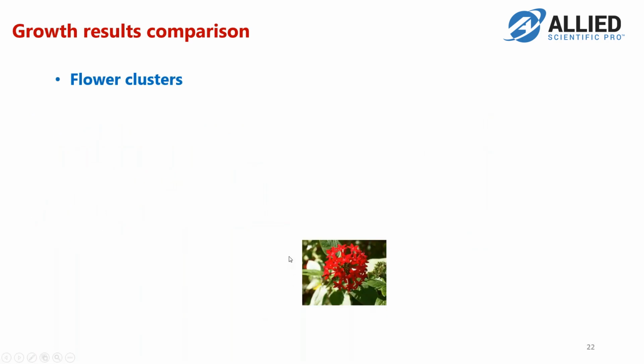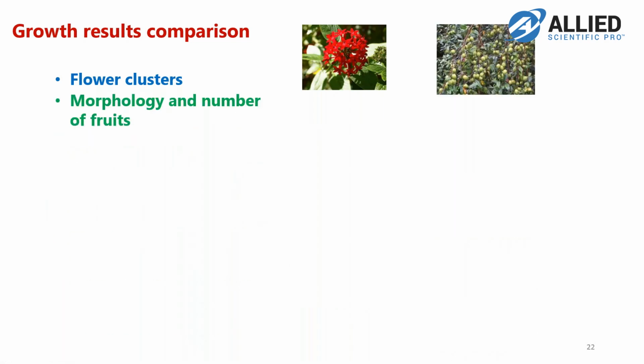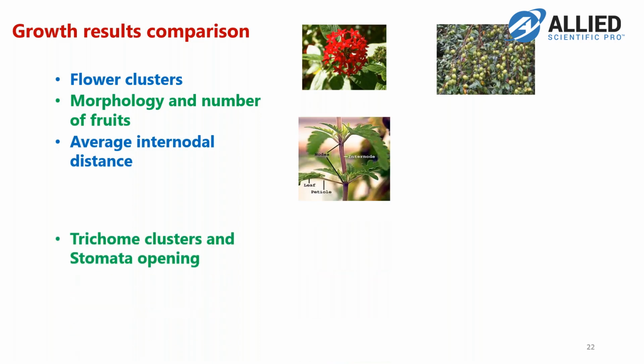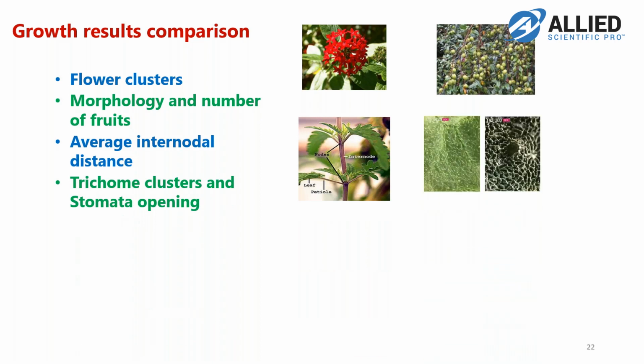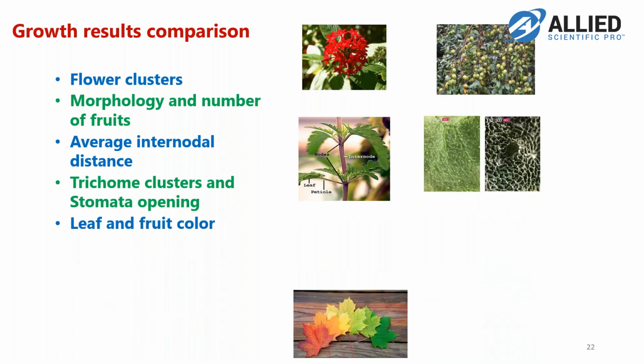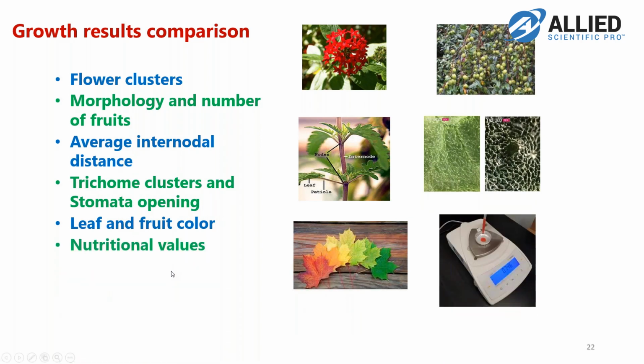So this was one fact about the far red. So next, the growth results. What are we discussing? The flower clusters. Next, we will have the morphology, number of fruits. Next, we have the average internodal distance, and then trichome clusters and stomata opening, and also leaf and fruit color, and finally nutritional values. So these are all the things that we are comparing between the tomatoes grown in these 3 different environments with different light sources.